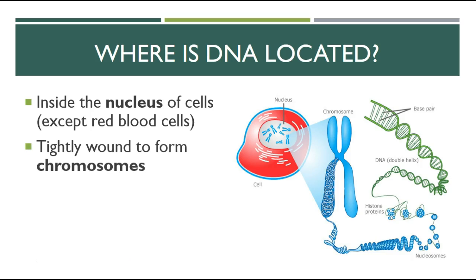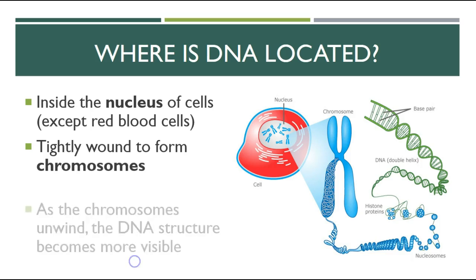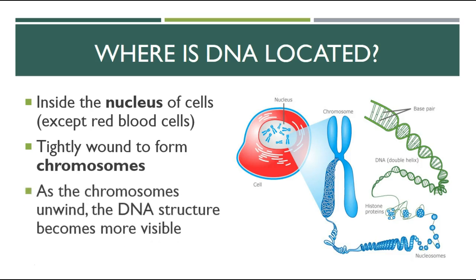Now, DNA within the nucleus is very tightly wound into chromosomes, and you can see in the picture that those X-shaped figures, those are chromosomes, which is tightly wound DNA. And as the chromosomes unwind, the DNA structure becomes more visible. You can see in the picture this DNA is unwinding, and as it unwinds, if you follow along to the green, you can see the actual structure of the DNA.